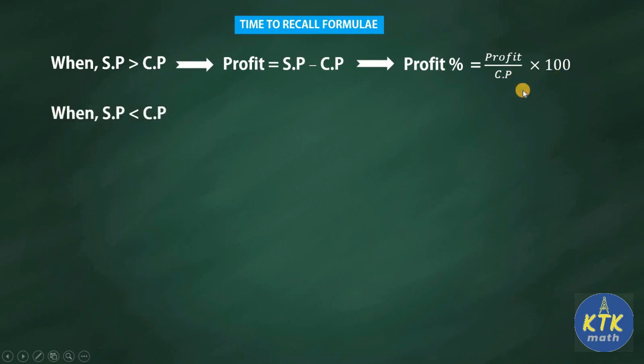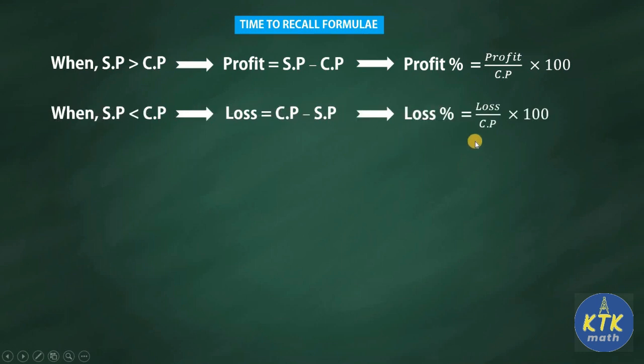In a similar way, selling price less than cost price means it will lead us to get loss, and loss can be calculated by subtracting selling price from cost price. So whichever is greater, that one will come first. Then using loss we are going to get loss percentage. Loss percentage also can be calculated by loss by CP into 100. So remember, in both the cases the denominator is CP only.